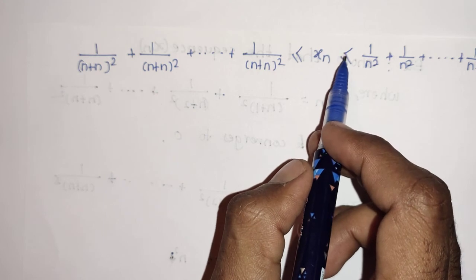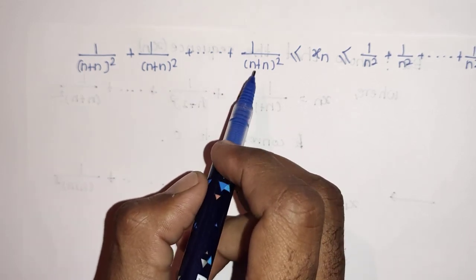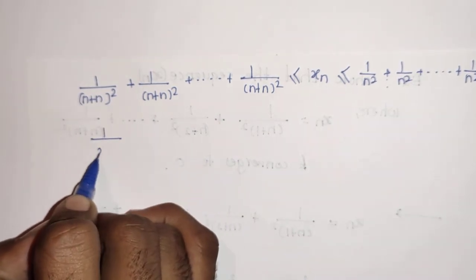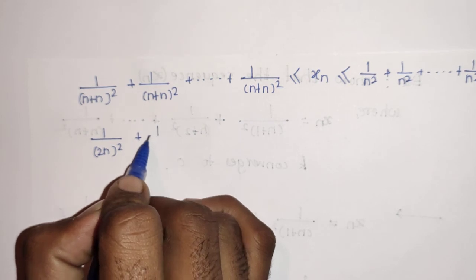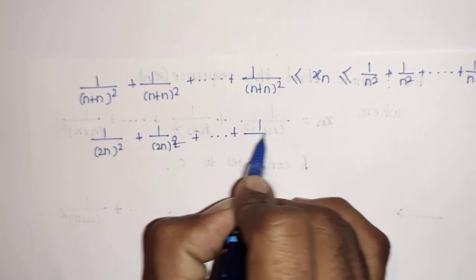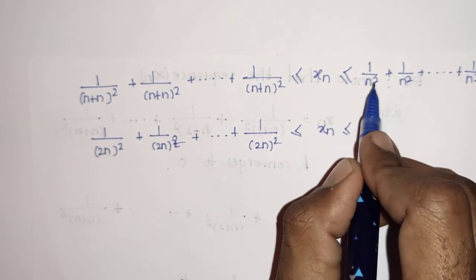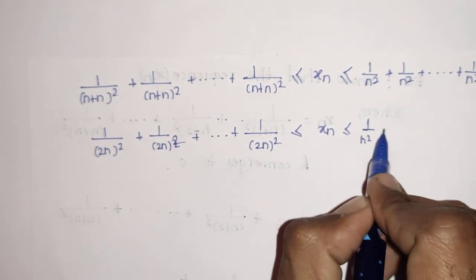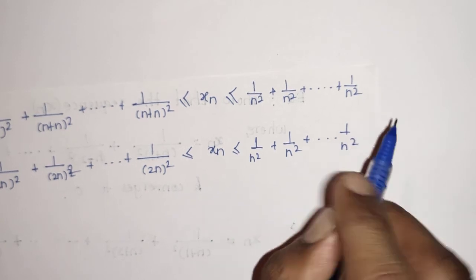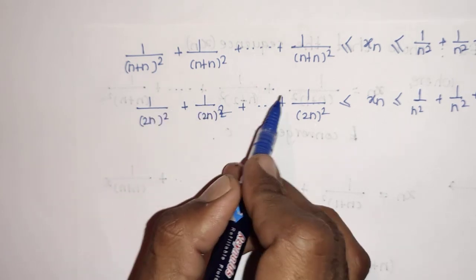So here clearly we can say that 1 upon n plus n means 1 upon 2n. So we can write 1 upon (2n)^2 plus 1 upon (2n)^2 plus up to 1 upon (2n)^2 is less than or equal to xn, which is less than or equal to 1 upon n^2 plus 1 upon n^2 plus up to 1 upon n^2. Now if we take 1 upon (2n)^2 common, the remaining terms are 1 plus 1 plus 1, n times.